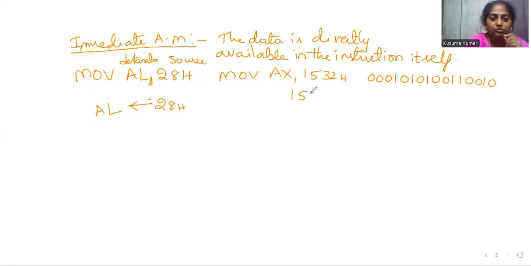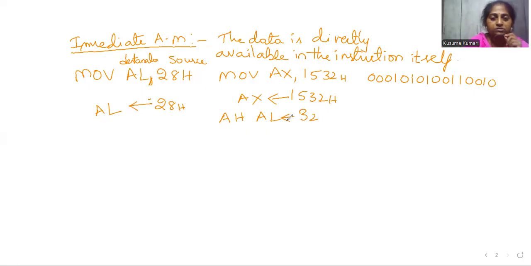So the source is the 1532 hexadecimal number. This is one immediate data, and that immediate data is transferred to AX. In the previous video, I told you AX is a combination of AH and AL. So here, in AH the 15 is transferred, and in AL the 32 is transferred.